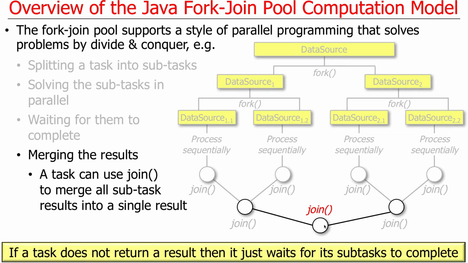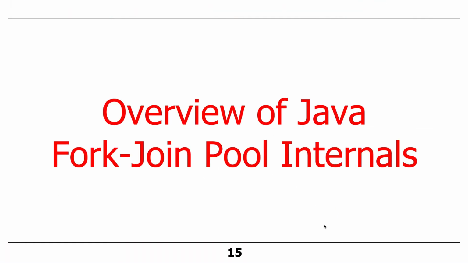Now, in some cases, there are no return results at all. I'll show you an example of that either today or next time. If that's the case, then join doesn't actually get a result back. It simply waits, and when its subtask completes, it returns with no return value, and then you get the result back through some other means, typically a shared data structure that all the threads are working on without interfering with each other. I've got a really cool example to show how that works later. All right, so that's just a quick overview of the computational model.